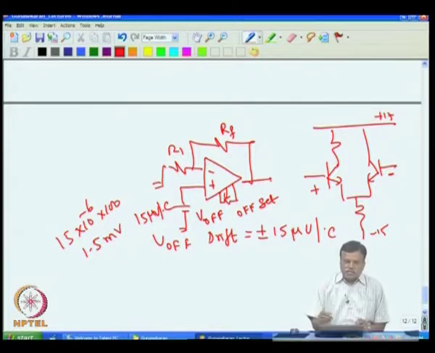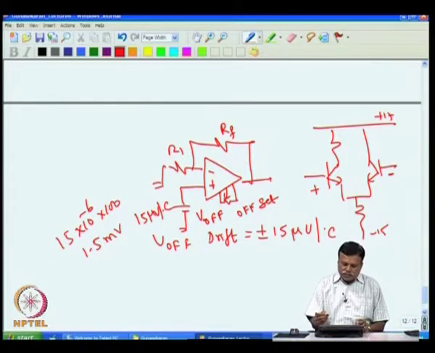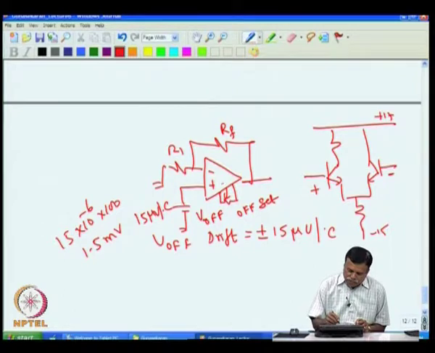Now the offset voltage drift is obviously a big problem, because for a given op amp, for the 741, even if I take 100 pieces, each piece will have a different amount. For example, one 741 from the same manufacturer can give you 0 offset voltage drift, another 741 can give you plus 15 microvolt, another can give you minus 15 microvolt. That is why they call this plus or minus 15 microvolt per degree C.